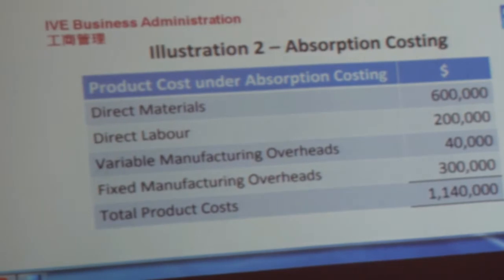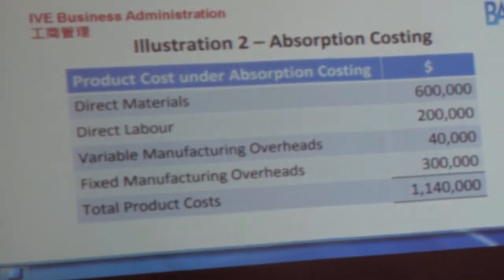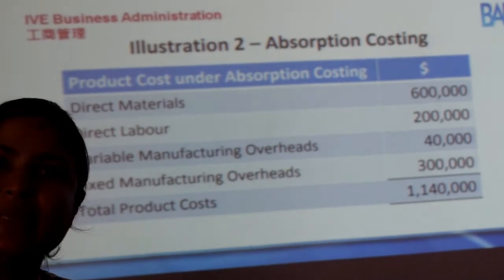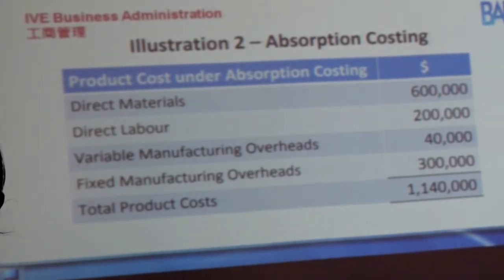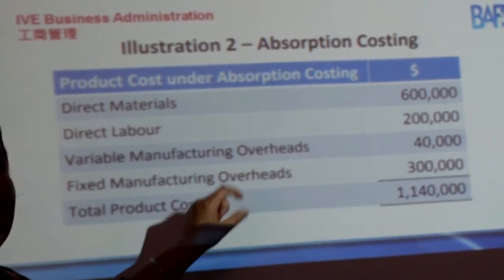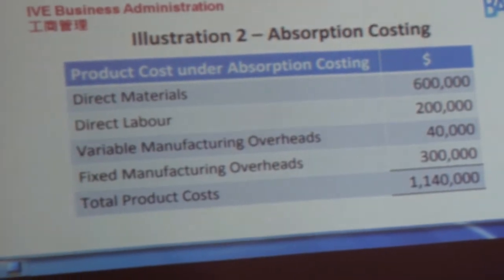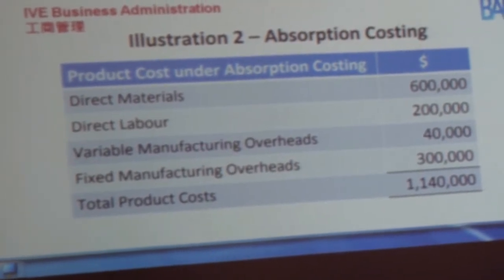Absorption costing says that when you are calculating the cost of the dress, you should take some element of rent and some element of electricity in the dress. And this is what it means by taking fixed manufacturing overheads as a part of a product cost, because we are associating it with the product.